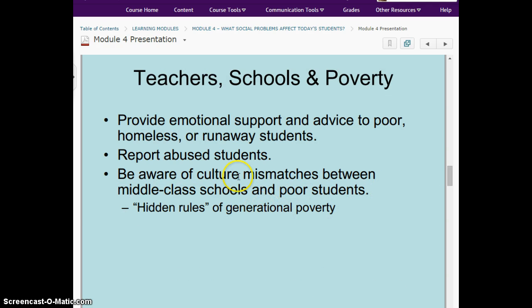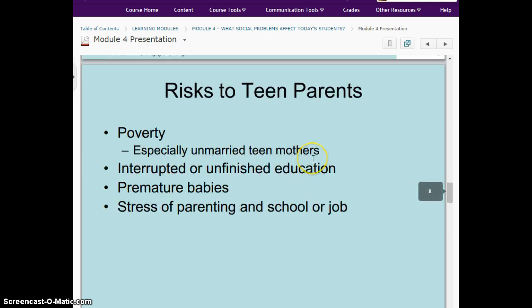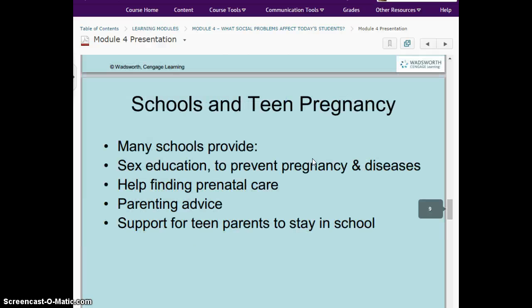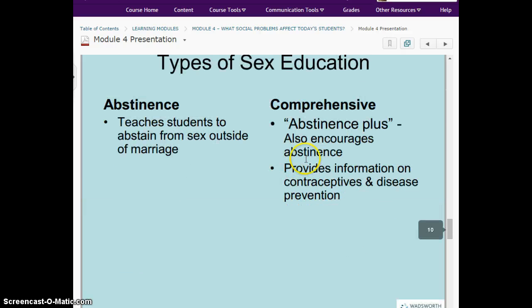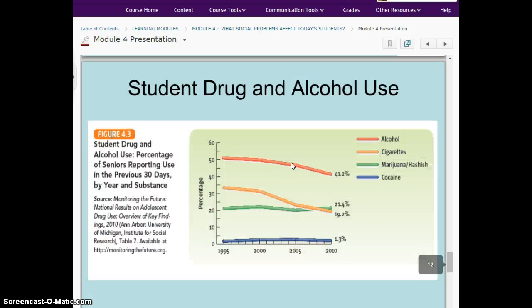Teacher schools and poverty, and what teachers need to consider and do about students related to the poverty issue. One of those issues is reporting abused students, and I'm going to come back to that in a minute. There's a slide on the risk of teen parents. There's a slide about teen pregnancy, sex education in schools, and then the signs of potential child abuse. Again, this is something you need to pay particular attention to as a teacher.